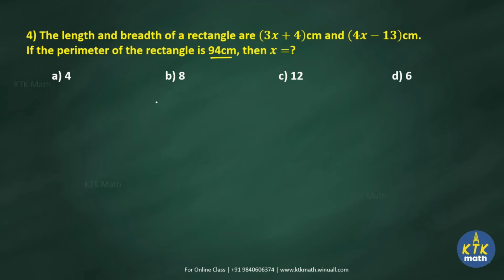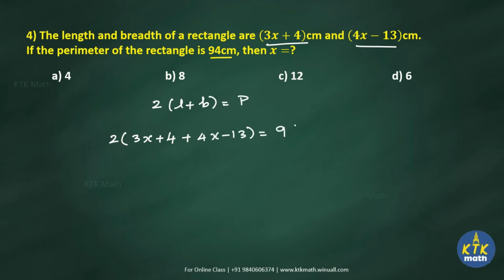So what is the formula for the perimeter of a rectangle? 2 times L plus B gives the perimeter. This is the formula, I am just writing it in reverse. Since the answer is given, we are supposed to find the x value. So 2 times, what is the L value which is given? 3x plus 4. Just substitute the same, plus B is 4x minus 13, gives you 94.